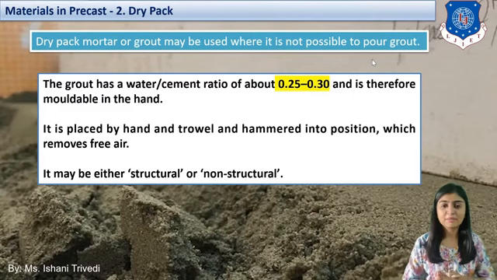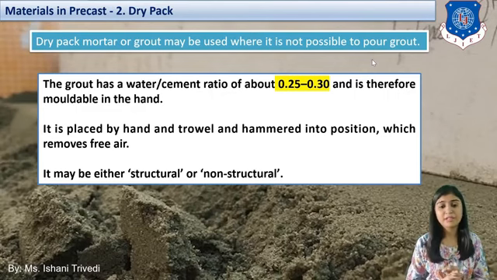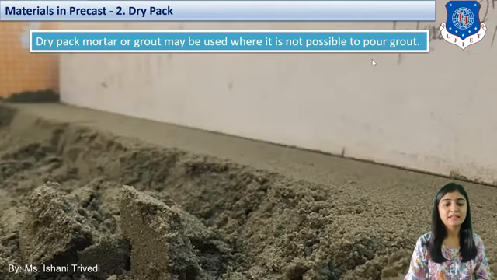The dry pack has a water cement ratio of 0.25 to 0.30, and therefore it is moldable in hand. It is placed by hand and trowel and hammered into position, which removes the free air. Now if you want to see, then this is an example of the dry pack. Can you see that here this is the precast wall and it is being filled over here. This is my dry pack.